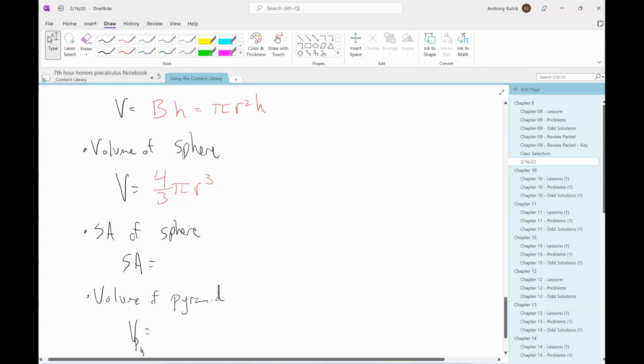Surface area for a sphere, do you guys remember this one? This is a little bit of a surprising result. Yeah, 4 circles. That seems weird, but that is indeed what it is.